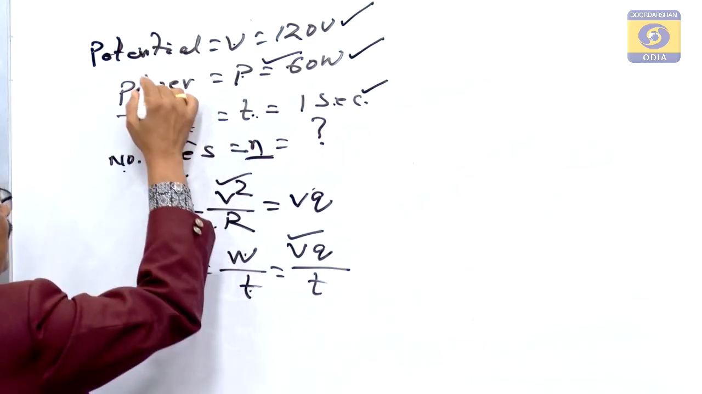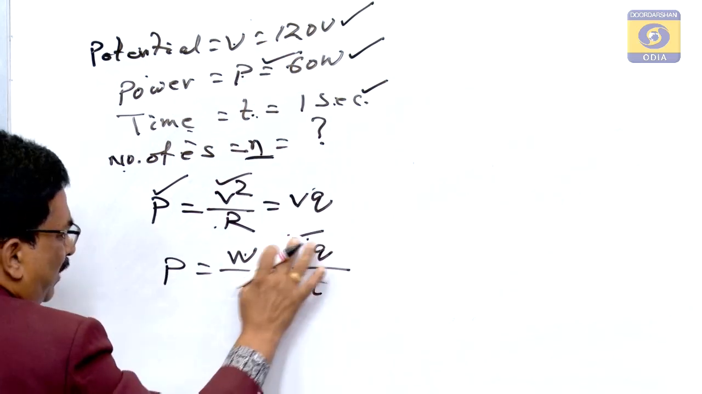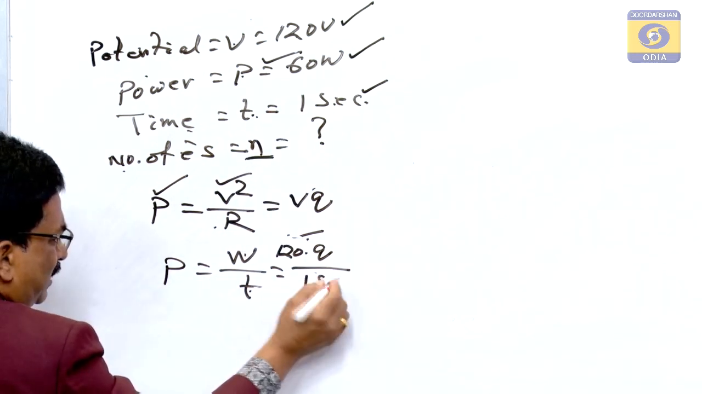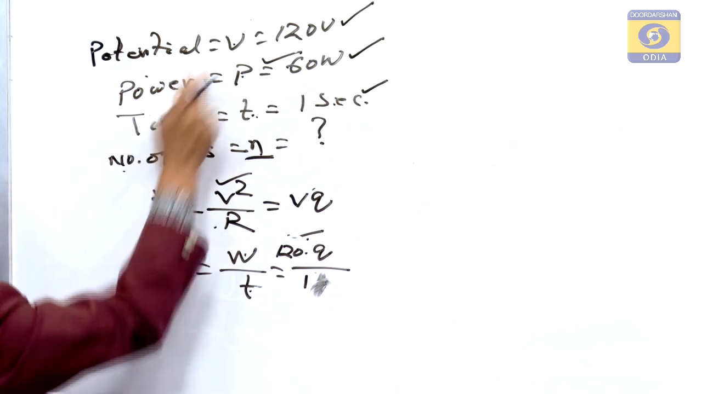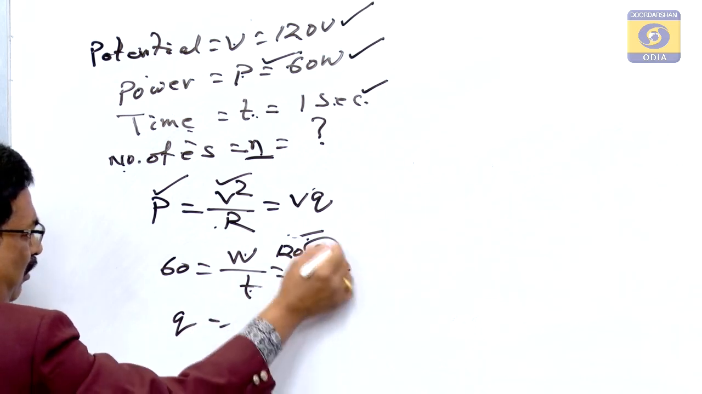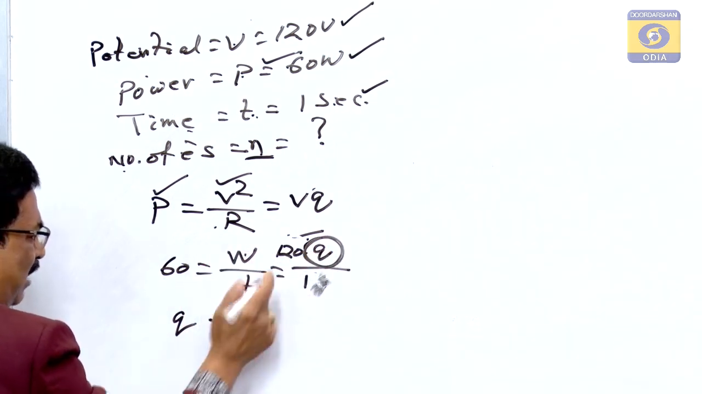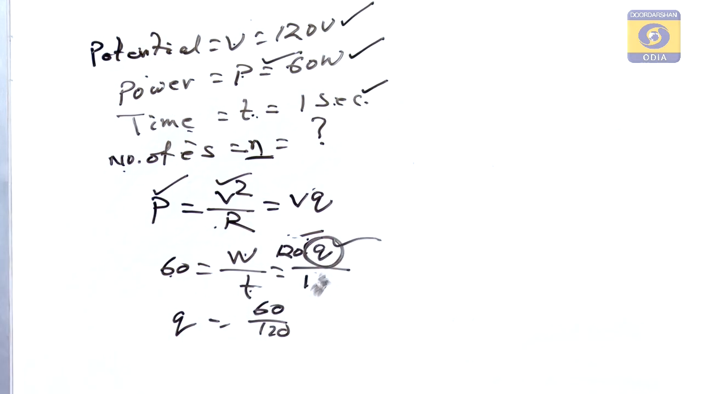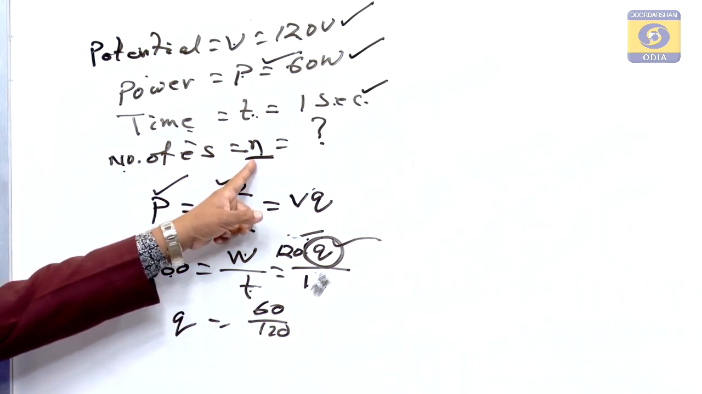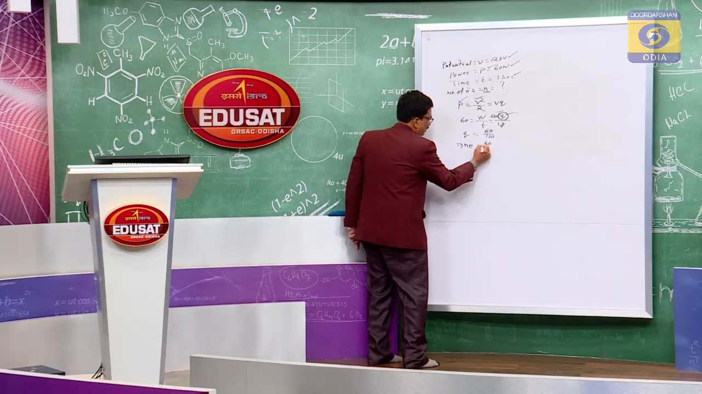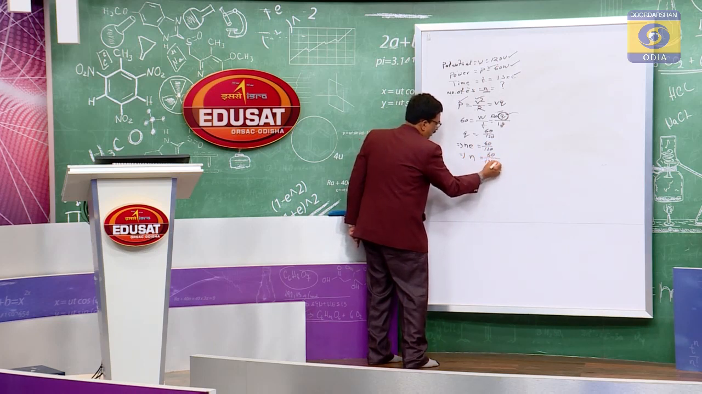So, you put the value of V, which is 120. Then here T, the value is 1 second, and this power P is supplied, that is 60. So, the only unknown is Q. So, Q is equal to how much? That is 60 by 120. But Q is not our question. The question is the number of electrons, and we know that Q is equal to NE. So, NE is equal to 60 by 120. So, N is equal to 60 by 120 into E.